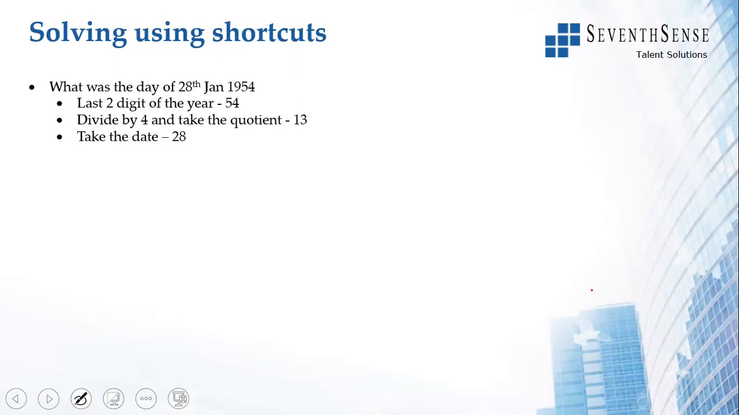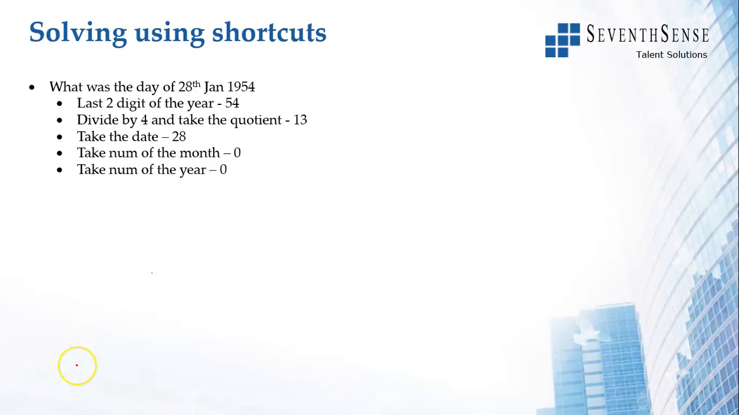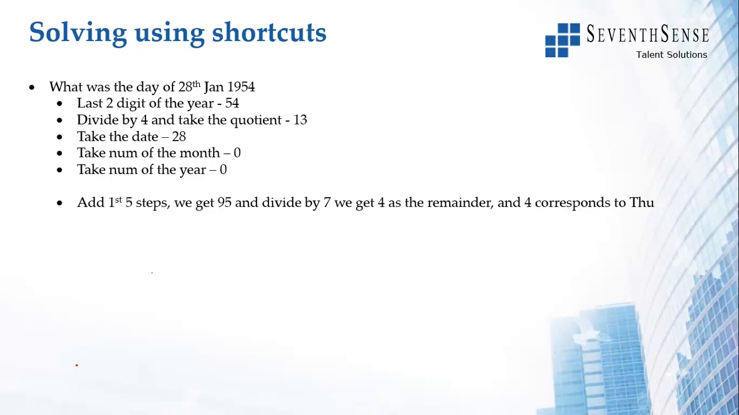So you take 28. Now, what is the code for 1954? The year is between 1900 and 1999, and in the previous slide we had the year code as 0. So you take the year code as 0 for 1954. And then what is the code for the month? The code for Jan is also 0. So you take the date as it is, the month code is 0, the year code is 0, and now you add these numbers: 54 plus 13 plus 28. When you add these numbers, you get 95.